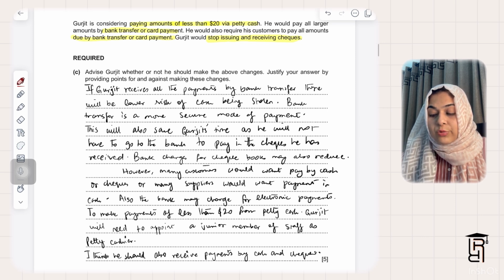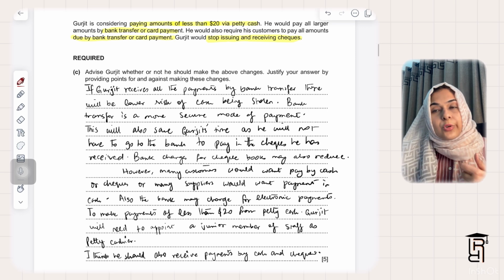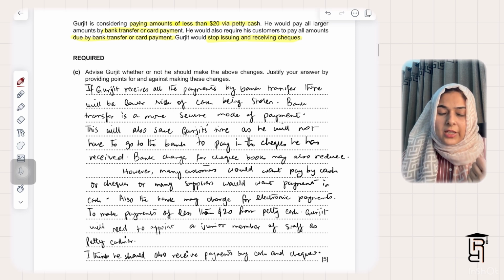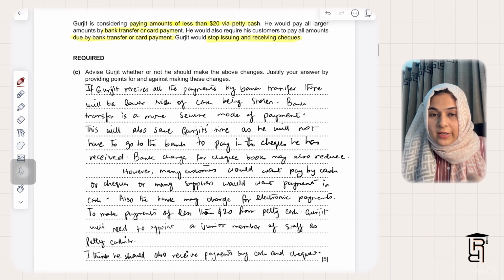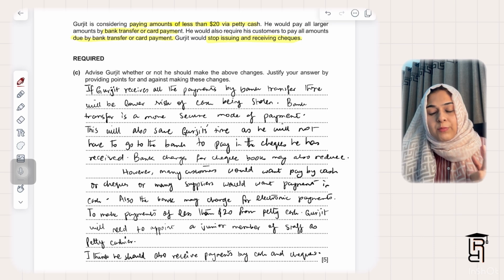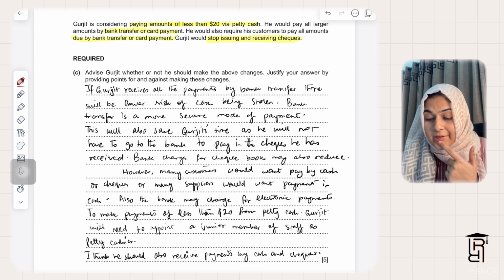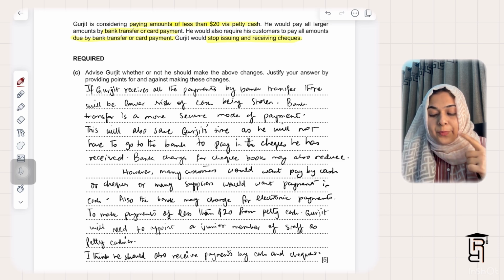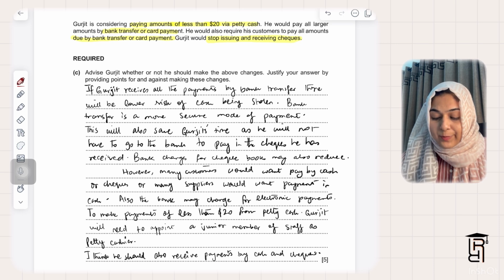Gurjeet would stop issuing and receiving checks. So they're not going to make any transaction in checks. They wouldn't give checks to their suppliers. They wouldn't take checks from customers. They would ask their customers to pay via bank transfer or through card payments.